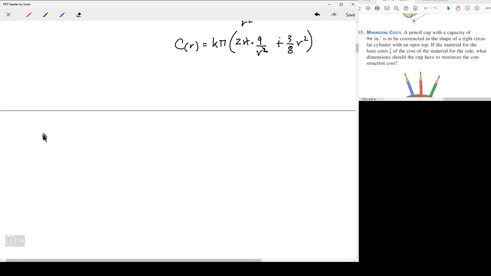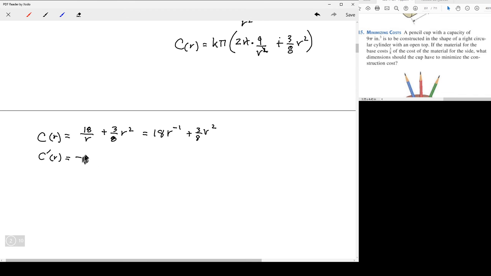Wait, where did my c go? That was weird. C of R is, oh, because I went up and wrote on the next page, is going to be 18 over R plus 3/8 R squared. All right, now I have the function that I can take the derivative of. So I take the derivative, C prime. Oh, I guess I should do one thing first, right? 18R to the negative 1 plus 3/8 R squared.